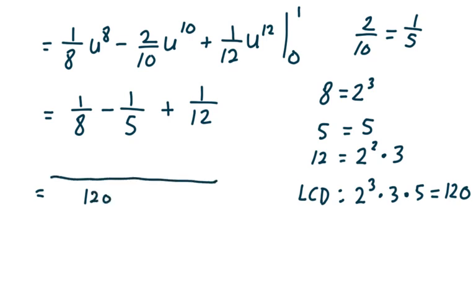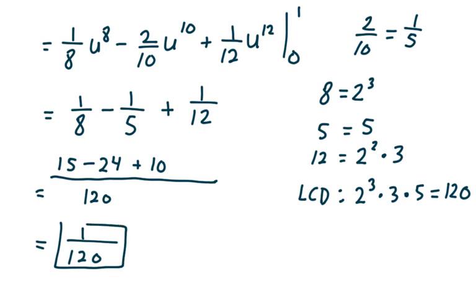8 goes into 120 15 times. 5 goes into 120 24 times. And then 12 goes into 120 10 times. So the answer here is 1 over 120. And that's how you do example 2.